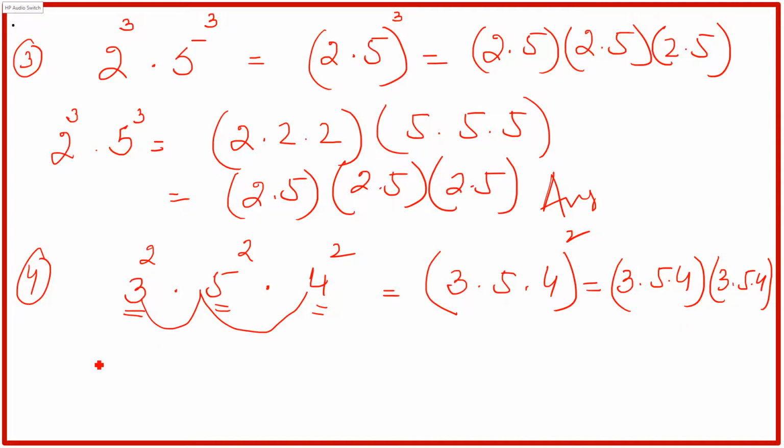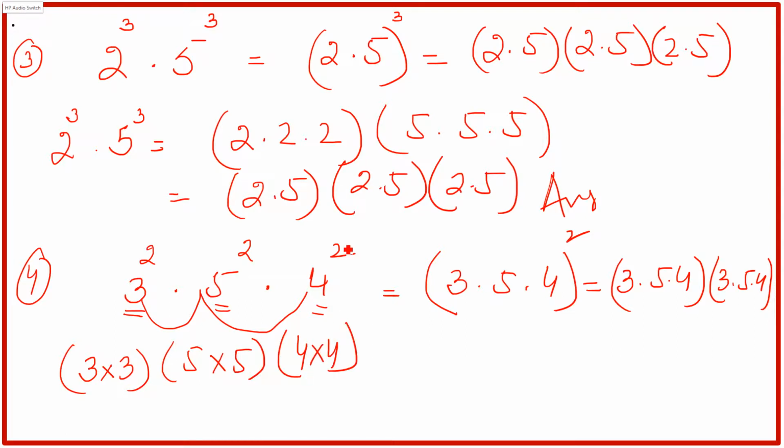Another way is this one. It means 3 you have 2 times, 5 you have 2 times, and 4 similarly multiply by 4 you have 2 times. Right? So we will make the pair 3, 5 and 4. 3 multiplied by 5, 4 in one parenthesis, and the same thing for the other parenthesis, both are same.